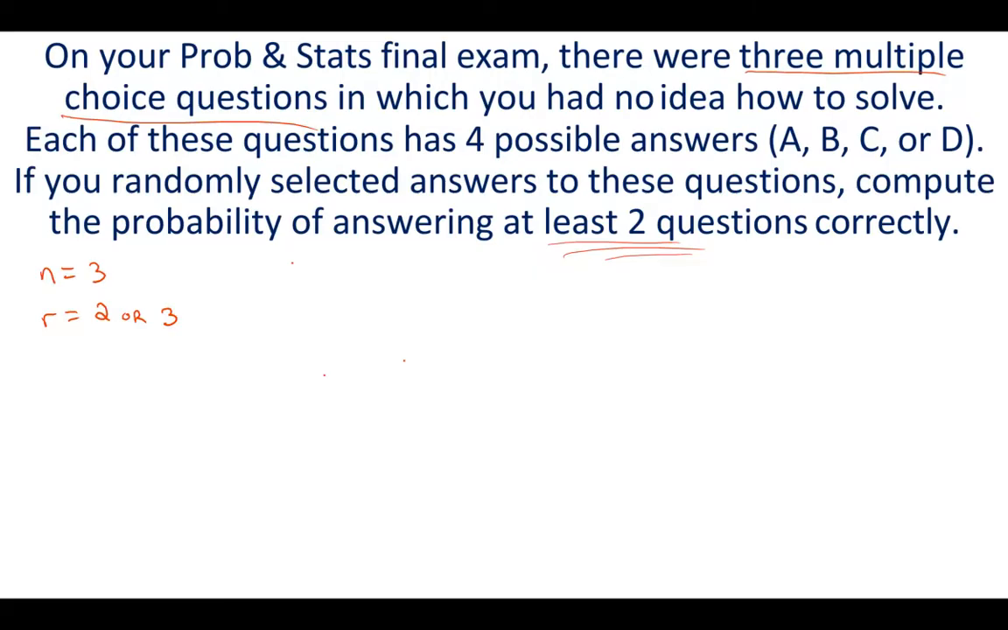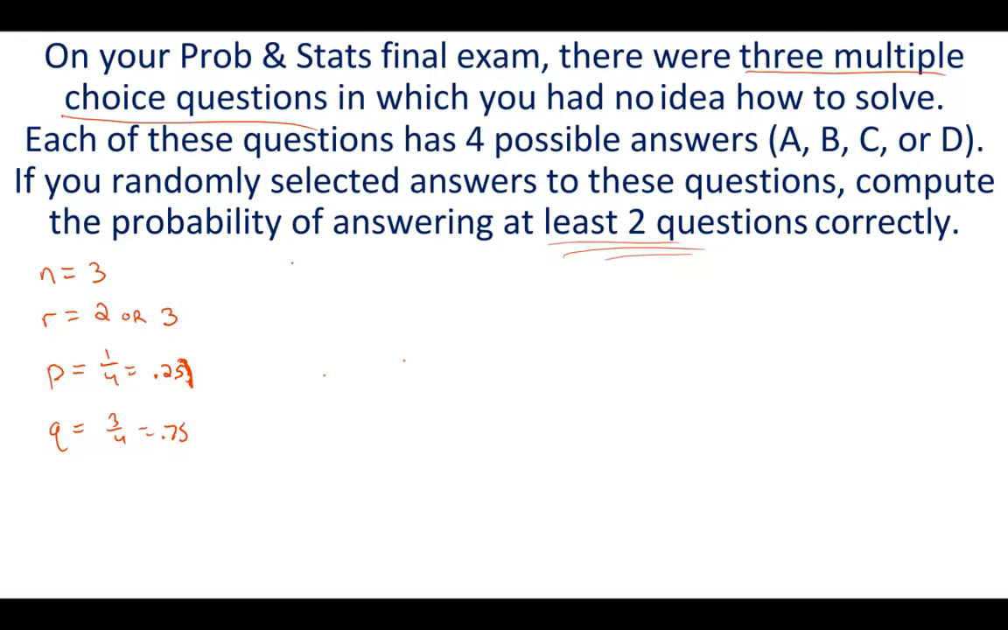All right, the probability of success. This is maybe a little bit more challenging. On each of these questions, there's 4 answers, right? A, B, C, or D. So the probability of you getting it right is 1 out of 4, or 25%. Either way, you can write it. It's fine. And then the probability of failure, you can probably figure that out with the complement of that, which would be 3 out of 4, which is 0.75.